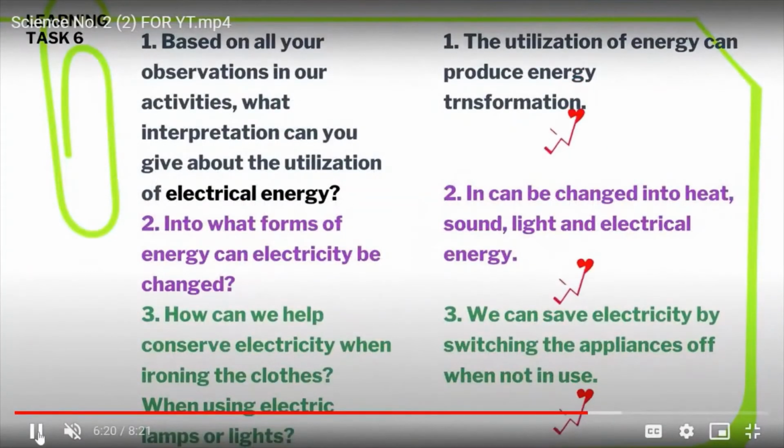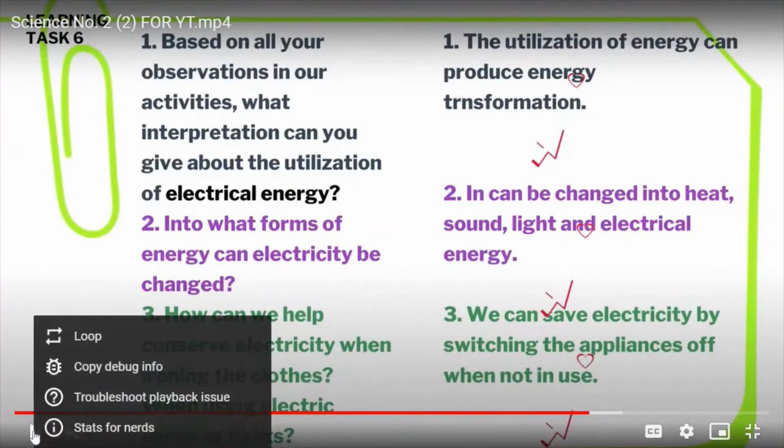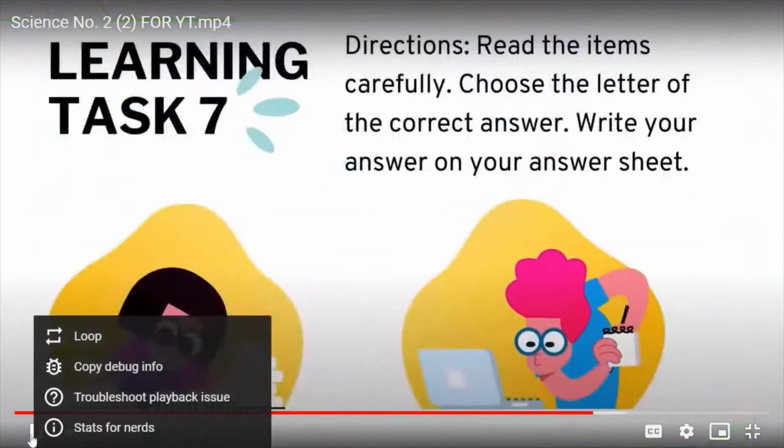Wow. So, my guide answer is this. The utilization of energy can produce energy transformation. Do we have the same answer? For the second answer, it can be changed into heat, sound, light, and electrical energy. And for the third one, we can save electricity by switching the appliances off when not in use. So this is very important. So take note of these answers. Let's proceed with our next activity.